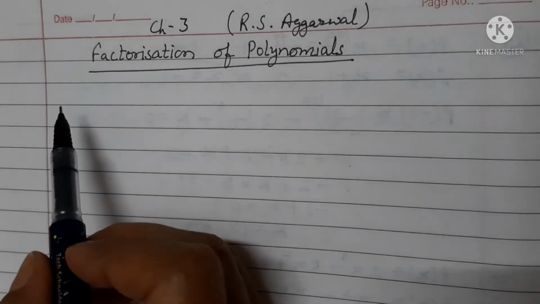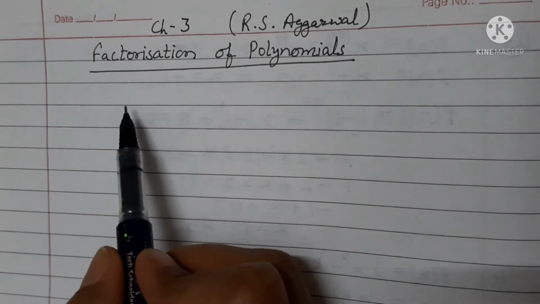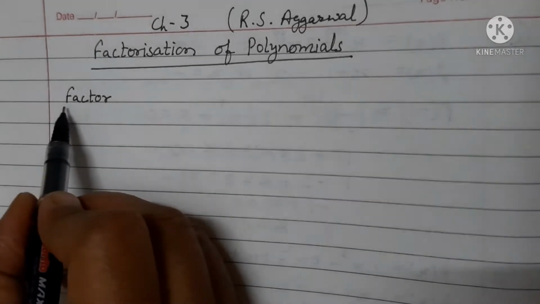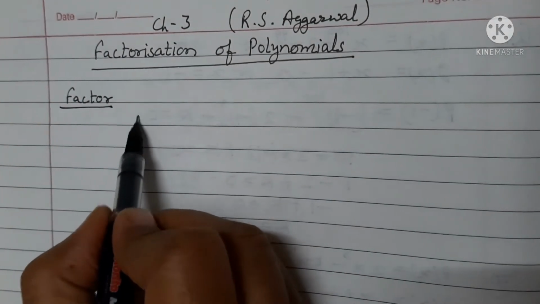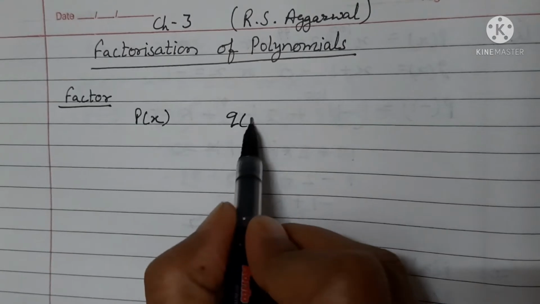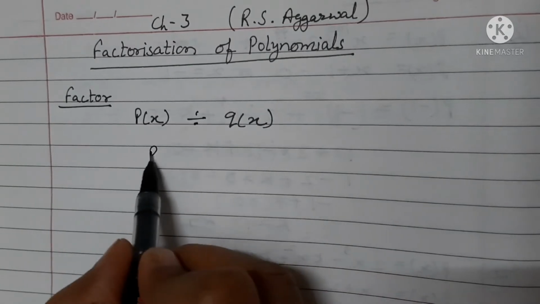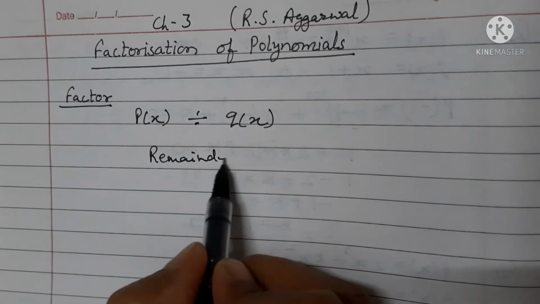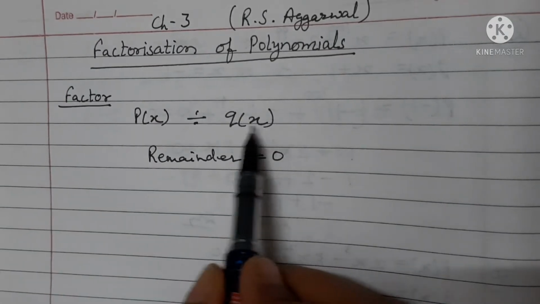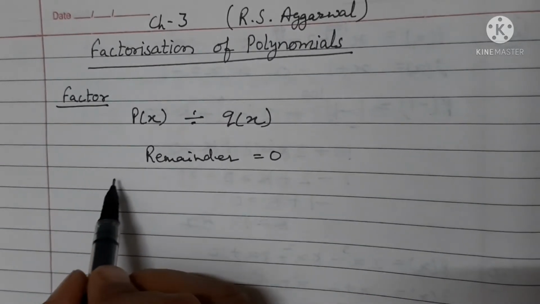You are aware of factors and factorization from your earlier classes, but I will remind you shortly. Factor: if Px and Qx are polynomials, and Qx divides Px exactly and the remainder is equal to 0, then we say that Qx is a factor of Px. We will understand this with an example.